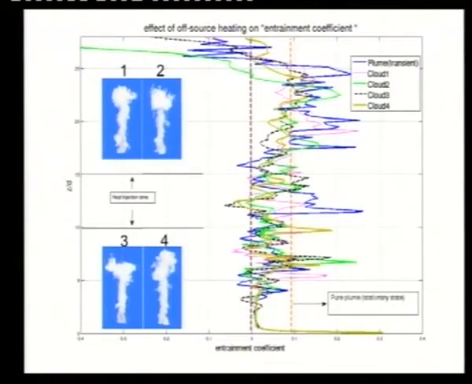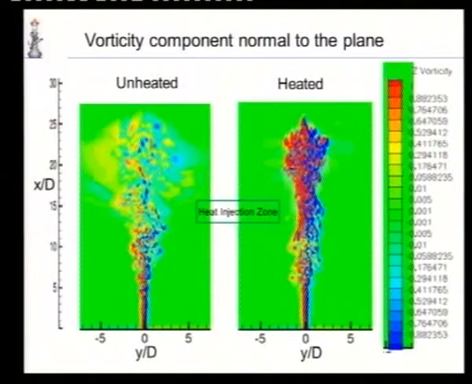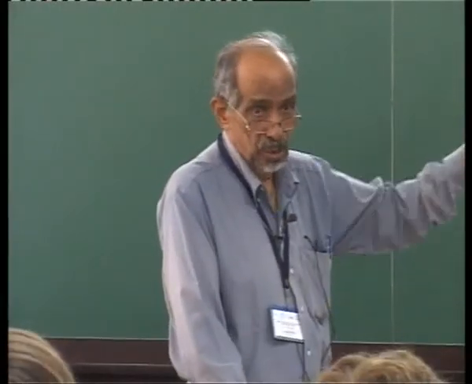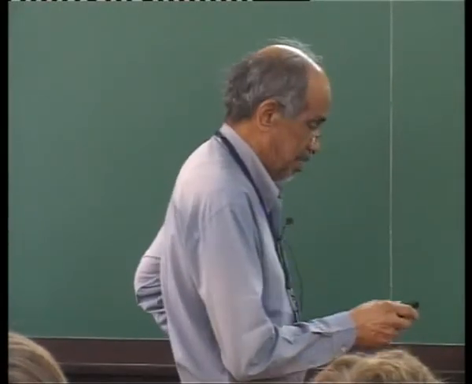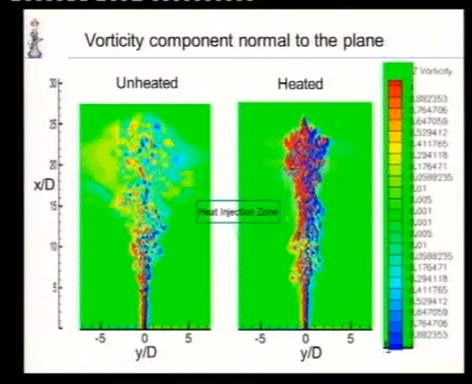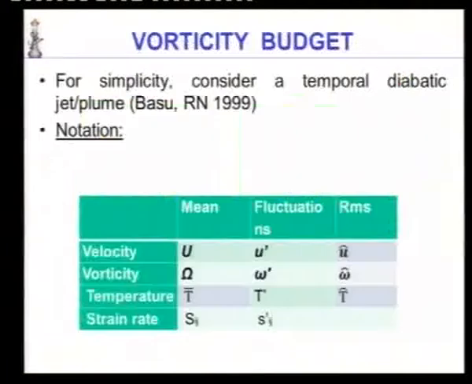You can play around with them. And here is an entrainment coefficient as well. But that's not the thing that I want. Yeah, this is what I wanted to show you. Here is the vorticity component from the solution, okay? Heated, unheated. Once again, you can see what the dramatic difference is between the heated and the unheated. That's the heat injection zone. Thins down, and you can see that the vorticity is huge compared to what it was here. On the fine scale thing.